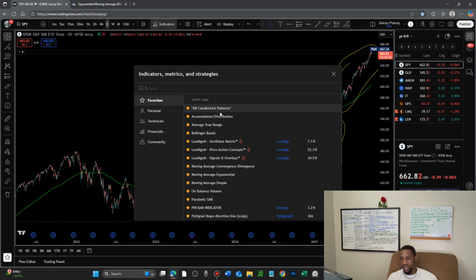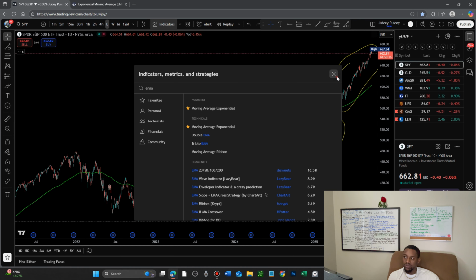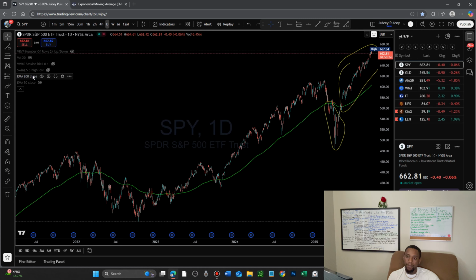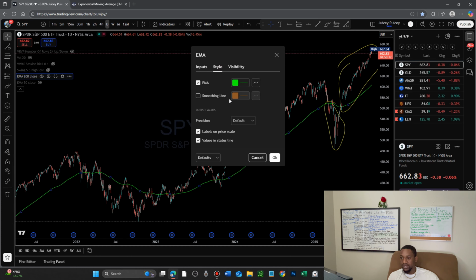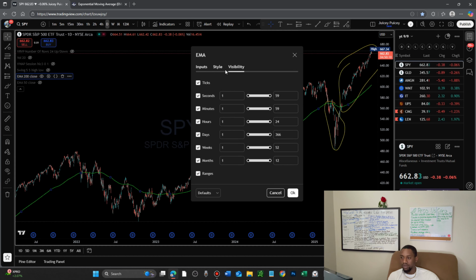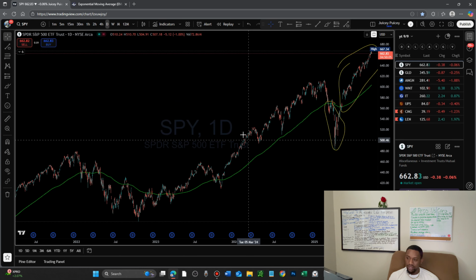Oh yeah, I got to show y'all how to add it. Go to EMA, moving average exponential. Go to EMA 200 with EMA, click the settings, click 200, close. All these inputs should be the same. This is my style. This is it. And once you have that, you're set.